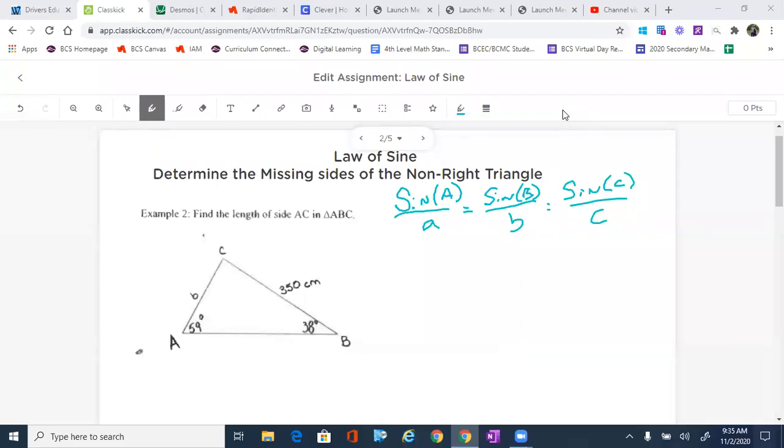All right, y'all, we're going to be using the law of sine to determine missing sides of non-right triangles. So we have an example here. It says find the length of side AC in triangle ABC. And we're going to use the law of sine.